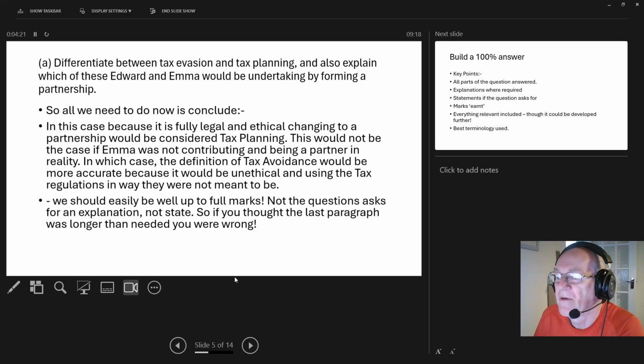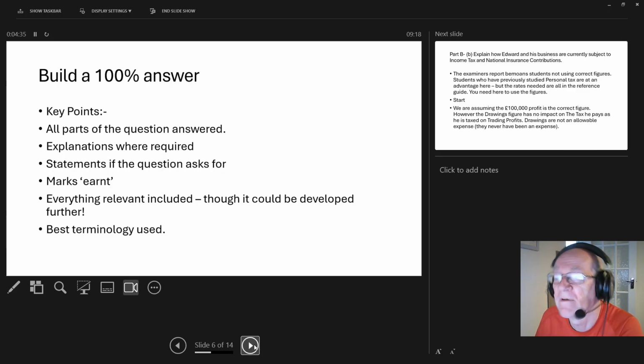So now we've pretty much got our full marks, 6, 7, even if it was out of 8, there's enough there to do that. And obviously make sure explanations are explanations, not state. Having marked a few of these recently, a lot of students just stated tax planning. So they were right, but they didn't get the full marks.